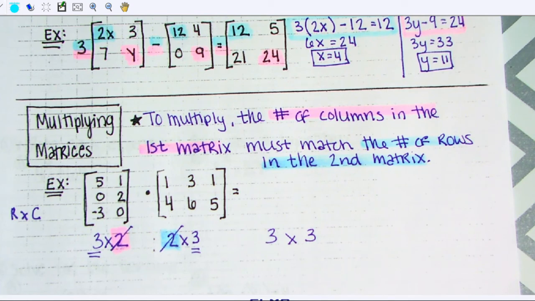Some of the problems on the ACT are just going to ask you, what is the final dimension of the matrix? You don't even have to multiply it. You just have to know that the number of columns in matrix 1 has to match the rows in matrix 2. Then the repetition cancels each other out, and the numbers you're left with is your new dimension.